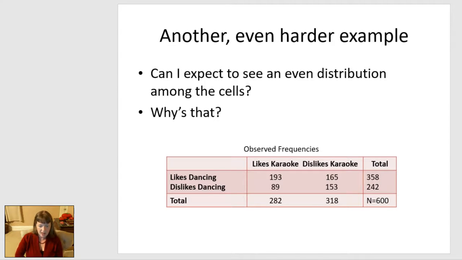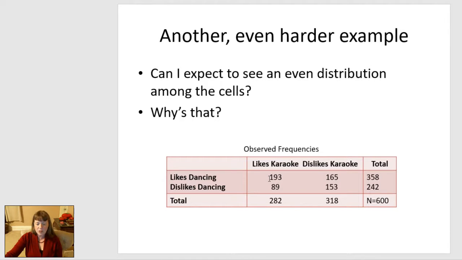Here, I'm going to look to see if party people are party people and party poopers are party poopers. I'm going to ask people 2 questions, so I'm going to have 2 categorical variables. I'm going to ask a group of 600 people whether they like karaoke or dislike karaoke, and I'm going to ask these same people whether they like dancing or dislike dancing. So this is a 2x2 contingency table, because what category someone ends up in is contingent upon their answers to both questions.